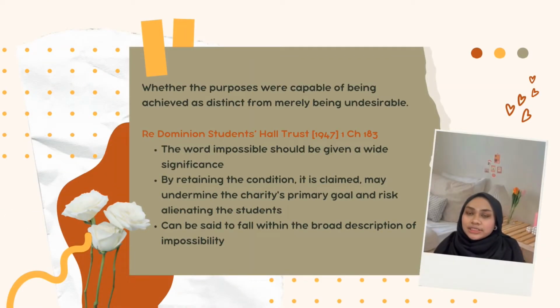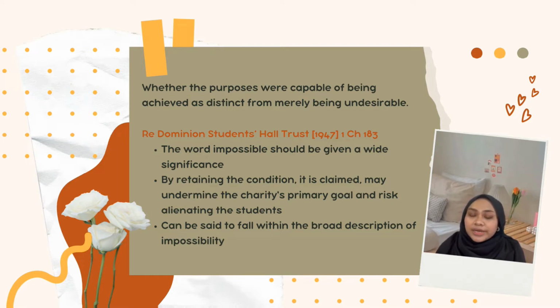So the first condition to apply the doctrine of Cyprus is the impossibility or impracticability to perform. The impossibility question is whether the purpose as stated by the settlor could be accomplished, rather than simply being undesired. This principle had been illustrated in the case of Re Dominion Students' Hall Trust, where the object declared is to maintain a hostel for students of European origin from overseas dominions of the British Empire.